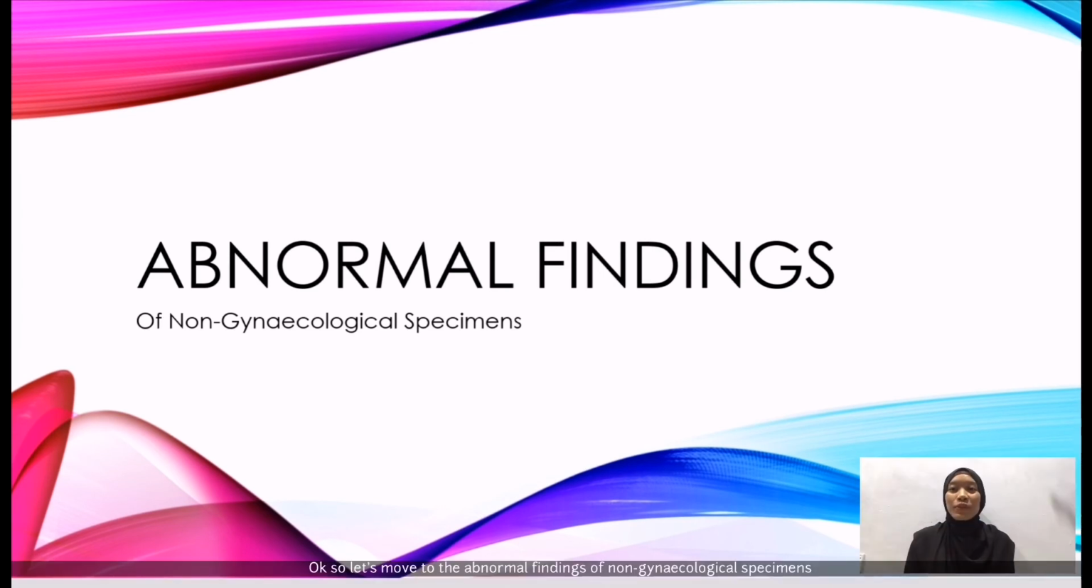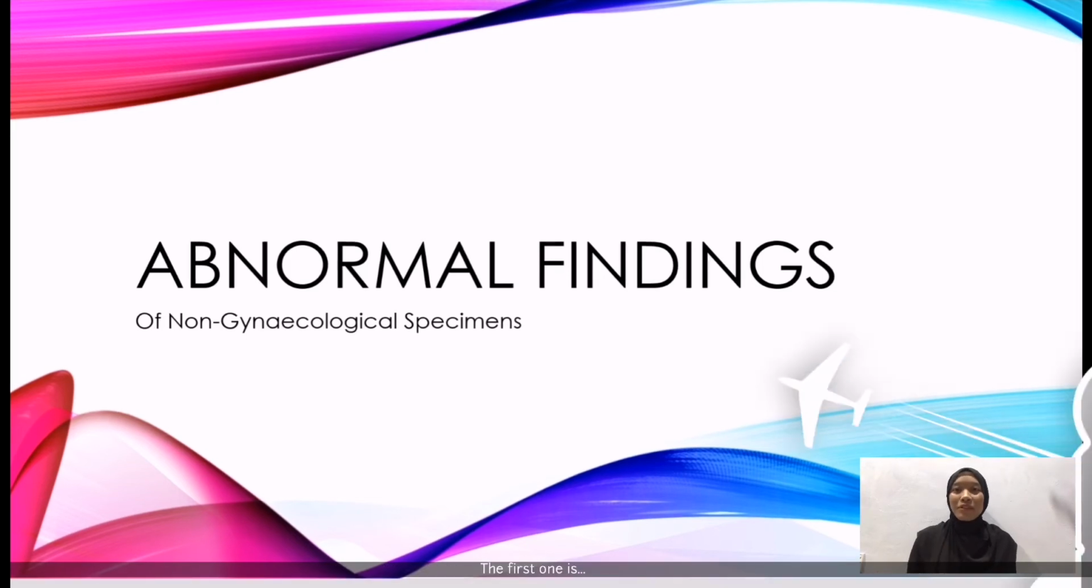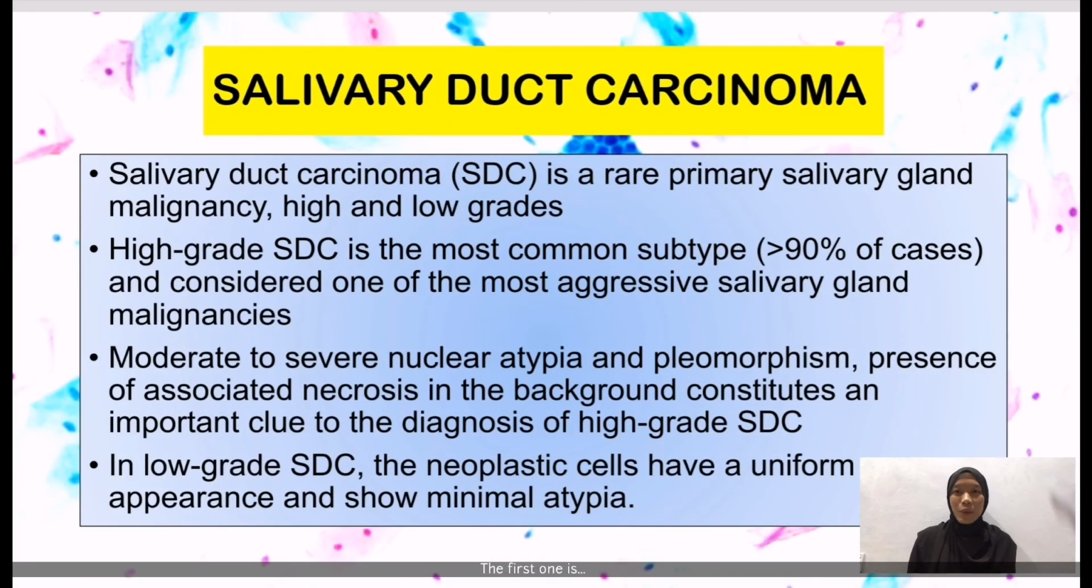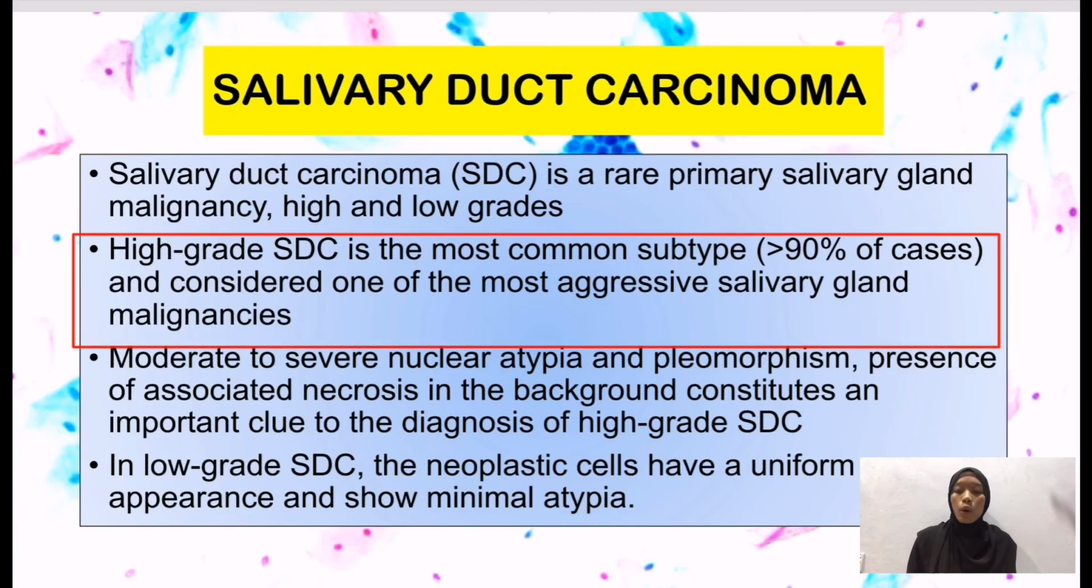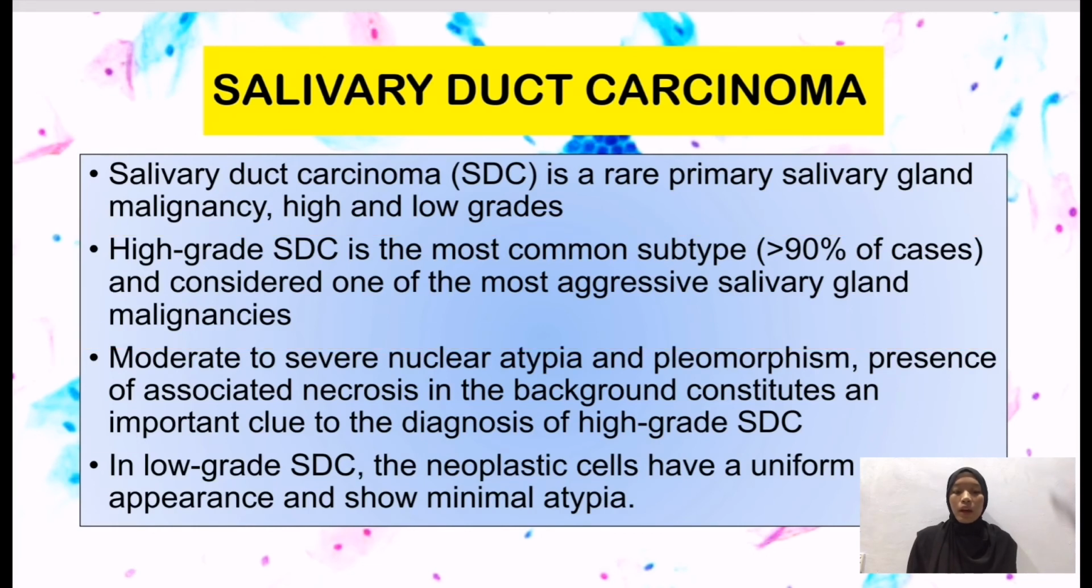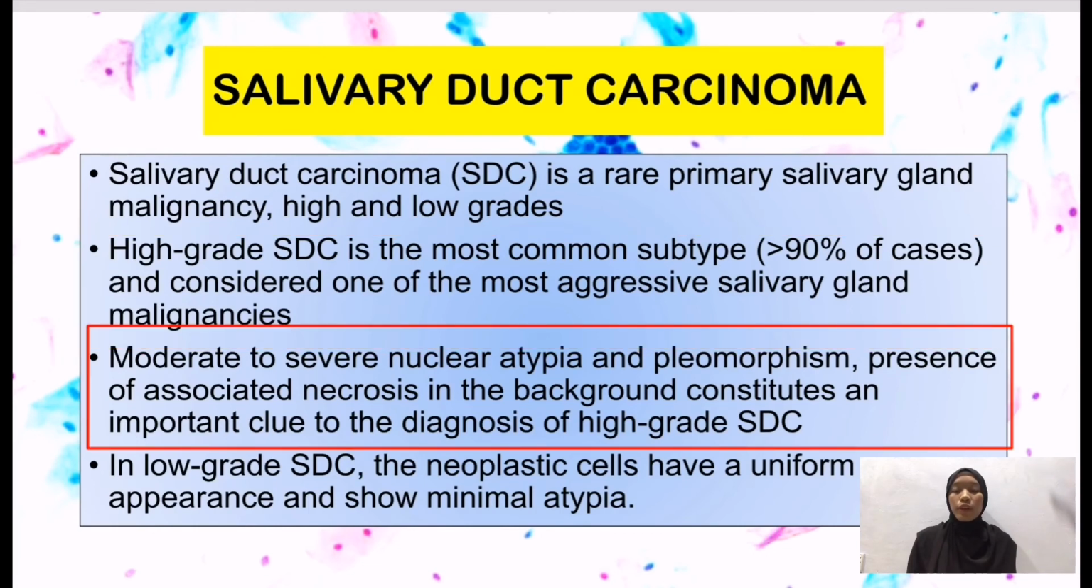Okay, so let's move to the abnormal findings of non-gynecological specimens. The first one is salivary duct carcinoma. Salivary duct carcinoma, SDC, is a rare primary salivary gland malignancy in high and low grade. High-grade SDC is the most common subtype, which is more than 90% of cases and considered one of the most aggressive salivary gland malignancies. It has moderate to severe nuclear atypia and pleomorphism.